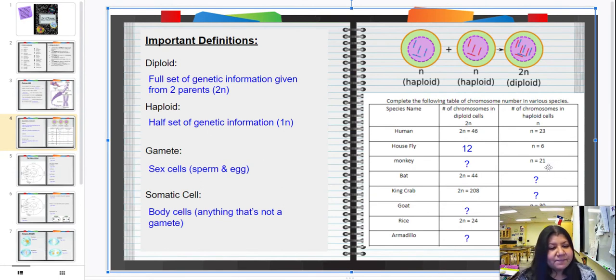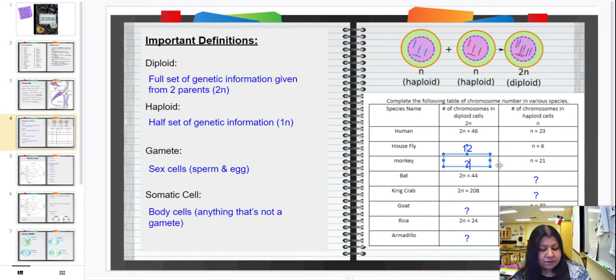So next, let's look at a monkey. Monkey, the haploid number is 21. So again, I do the same thing like I did with my housefly. I either multiply that by 2 or add it to 21. Okay, so 21 times 2 is going to be 42.